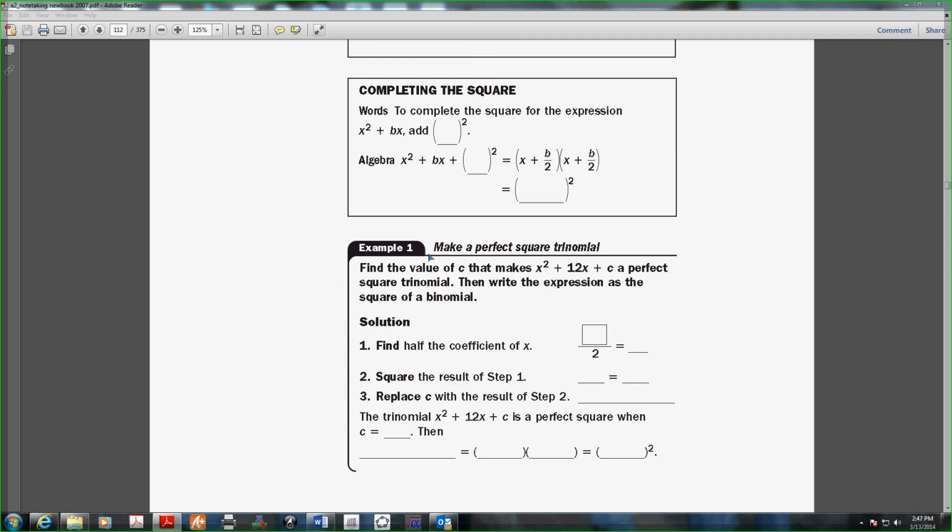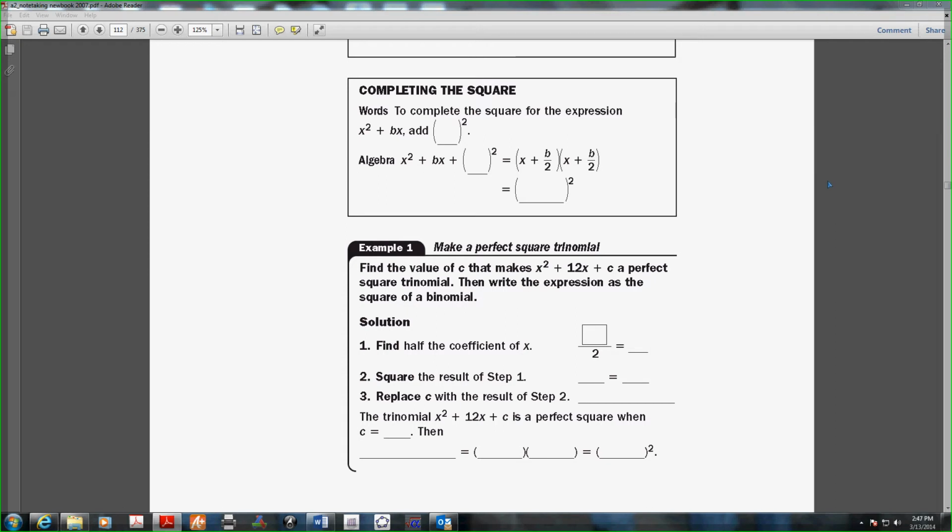Okay, we're starting section 4.7, completing the square. Now, completing the square, we're going to see two real cases. The first case is a simple one where the coefficient of the quadratic term is 1, and then we're going to see when the coefficient of the quadratic term is different than 1.